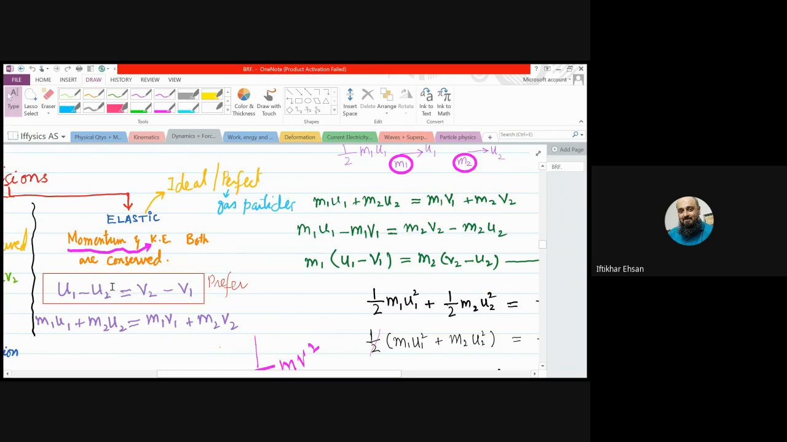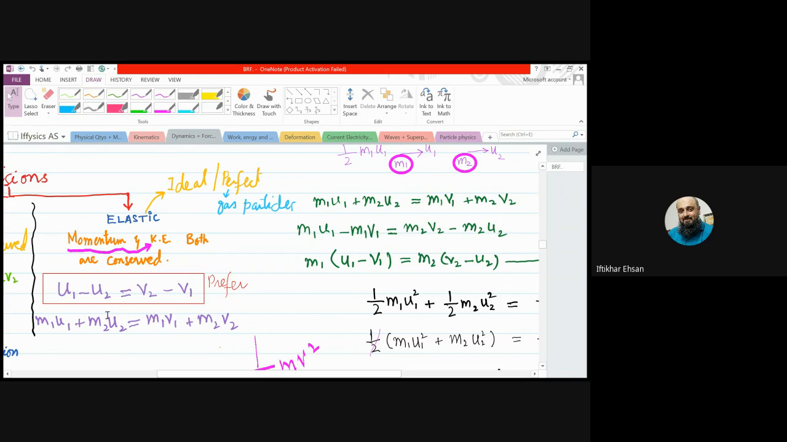We have discussed it. Can anybody share? Rosh and Hassan? u1 minus u2 is the relative speed of approach, and v2 minus v1 is the relative speed of separation. They are equal to each other. So, beta, now let us summarize. Hassan, are you there? Yes sir. Whenever there is an elastic collision, we will use these two formulas.